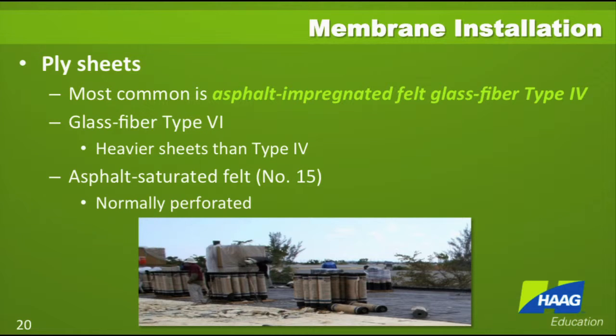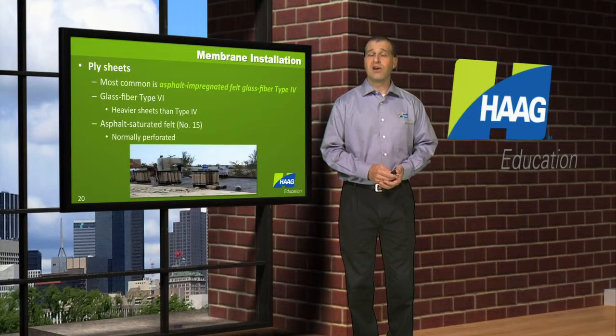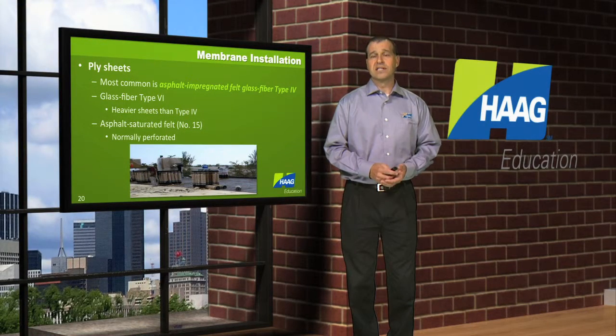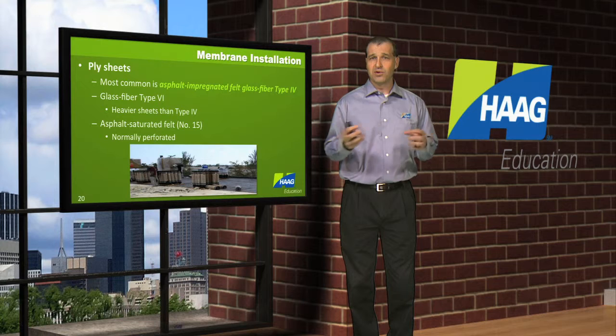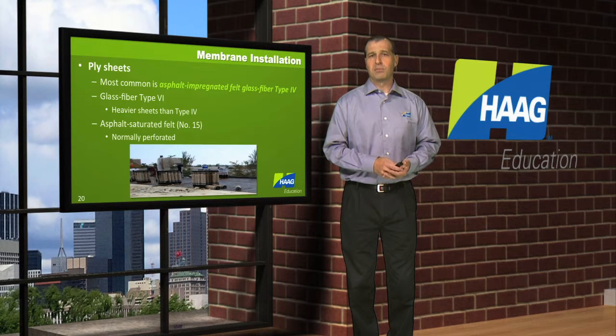Now we're moving to the plies that are going to be hot mopped and applied to make our built-up roof. In current construction, the most commonly used one is an asphalt impregnated glass fiber type 4 sheet. Again, that asphalt impregnated felt is going to have small voids that hot bitumen will be able to ooze through to help lock the different plies together during the installation.